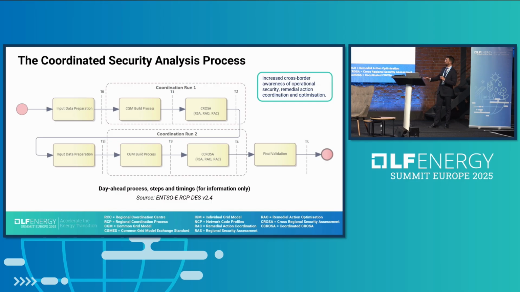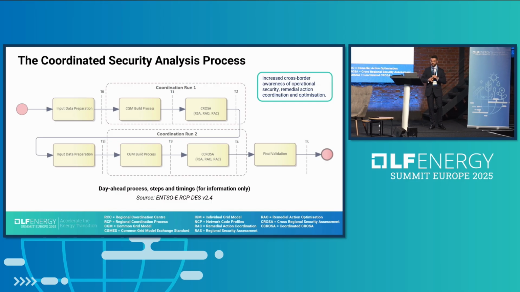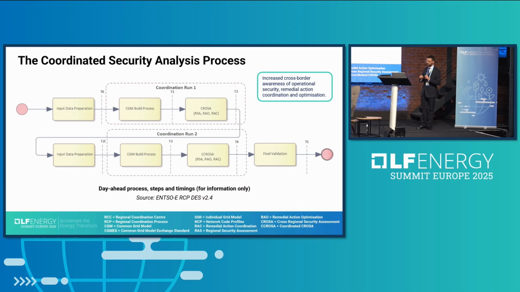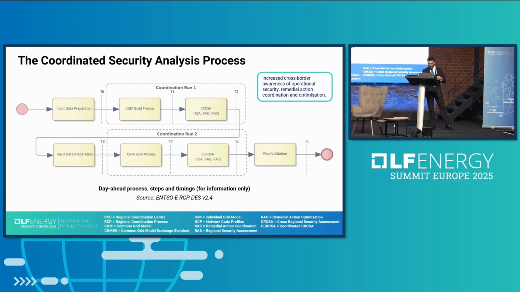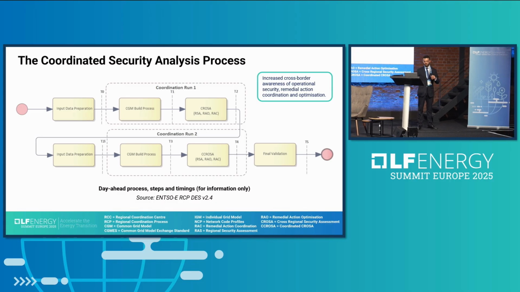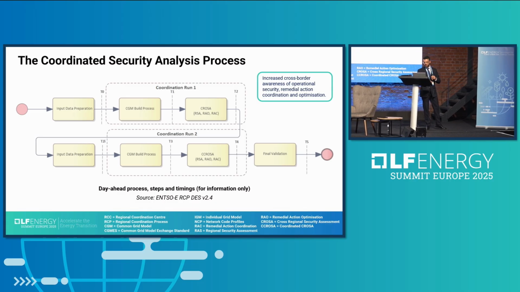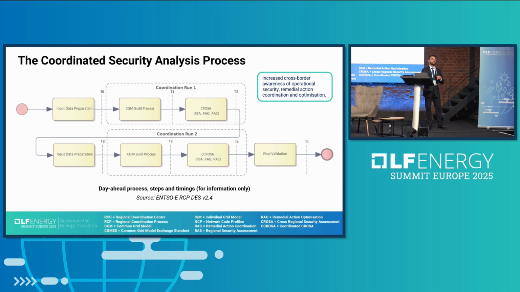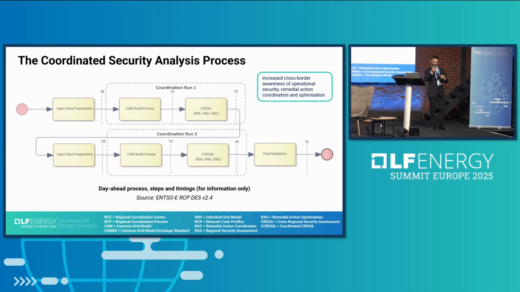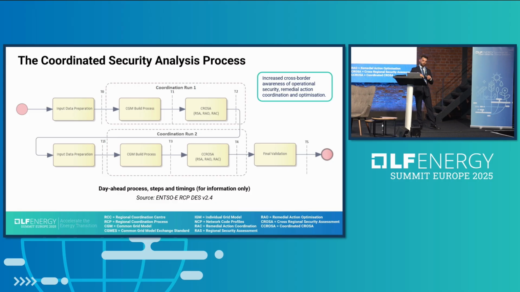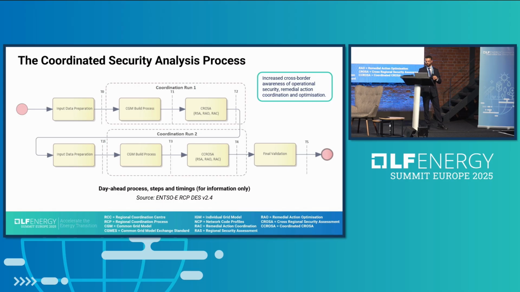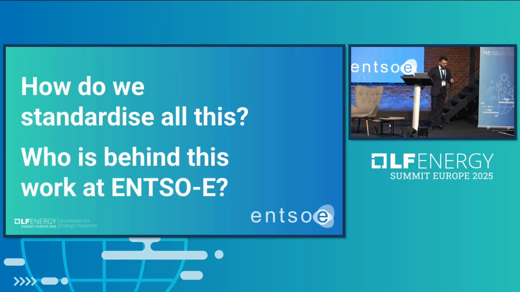Very briefly, my intention here is not to give a masterclass on the CSA process, but this is a fairly decent overview. It starts with the input data preparation. It continues with a round of CGM. So we have a model, and with this model, we proceed to the CROSA, the Cross-Regional Security Assessment, which consists of 3 sub-processes: the Regional Security Assessment, Remedial Action Coordination, and the Remedial Action Optimization. I just flipped the order, sorry. We go to a second round, and this time we do a coordinated CROSA, and a final validation. Good. That was the introduction.